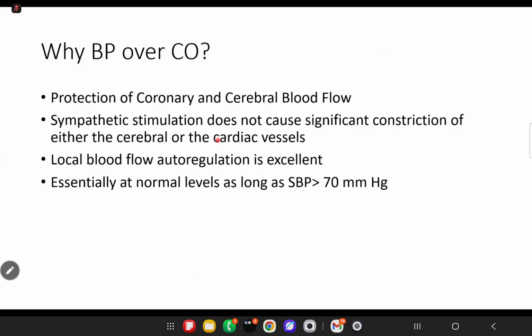Again, why protect blood pressure over cardiac output? We know we need to protect the heart and the brain. So whatever little you have, you now push towards the heart and the brain to keep it from failing. Also remember, the coronary and the cerebral blood flow does not have a large impact by the sympathetic nervous system. It is usually dependent on local autoregulation. And as long as your systolic is around 70 or above, your brain and your heart is usually perfused.